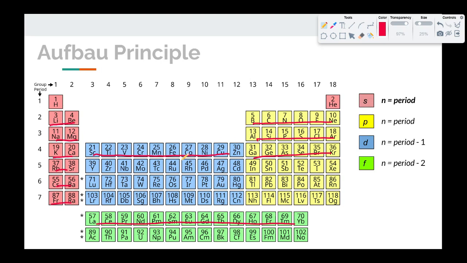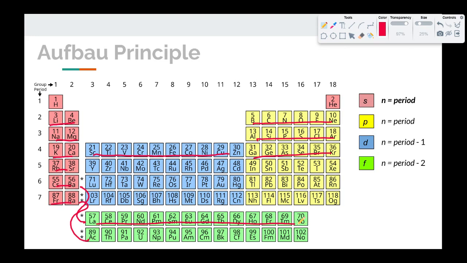Then when you get to the blue ones here in the middle, these are the Ds, that's actually the period number minus 1. So if you're in the fourth period here, as you go through these elements, you're filling the third D subshell. And the Fs are 2 minus the period number. So these actually go there and there. So in row 6, period 6, it's going to be 6s. This would be 5d. This would be 6p. But this is going to be 4f down here that goes in the middle.